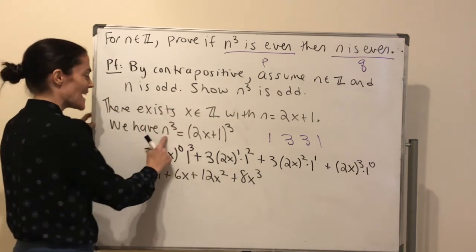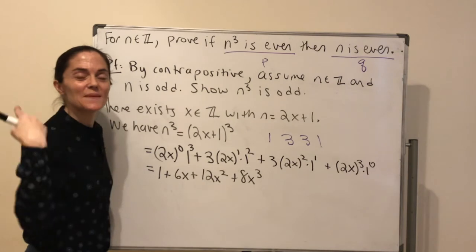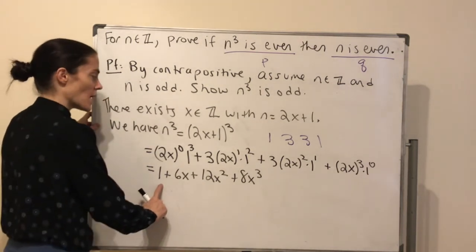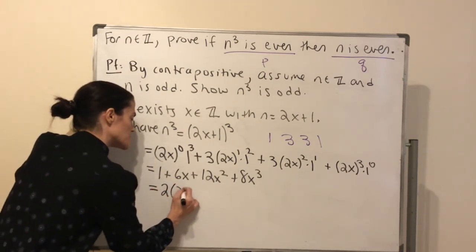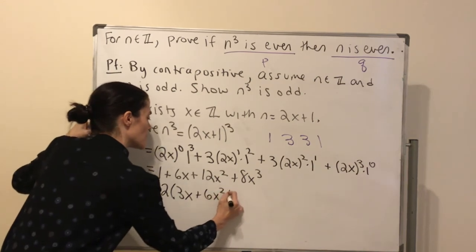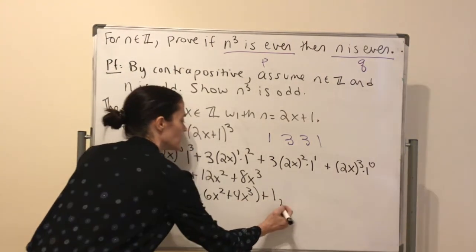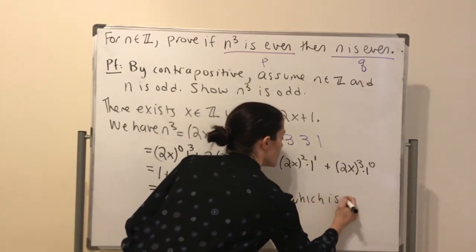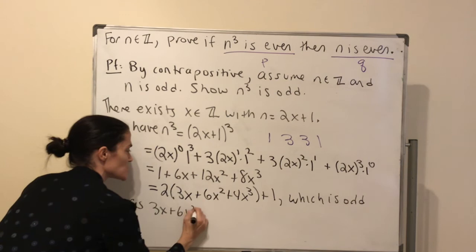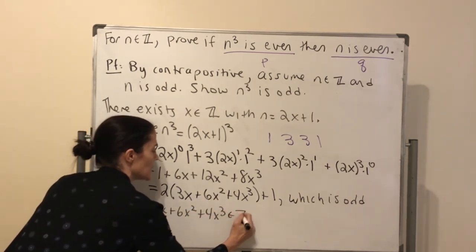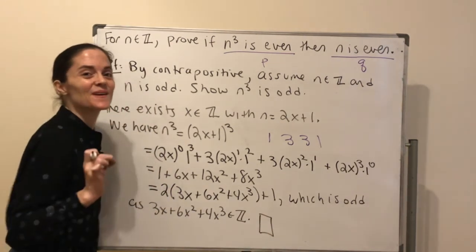I want n cubed to be odd here. So I want this of the form 2 times an integer plus 1. Well, here I have a 1, and you notice I can factor out a 2 from each one of these. So this is 2 times (3x plus 6x squared plus 4x cubed) plus 1. And this is odd as this 3x plus 6x squared plus 4x cubed is an integer. And this completes this proof using contrapositive.